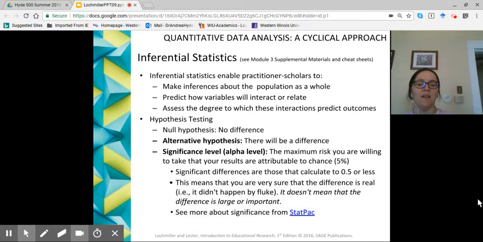And this means that you are very sure that the difference is real, right? So that it didn't happen by a fluke. But it doesn't mean the difference is large or important. It just means significant. And you can read more about significance from StatPack.